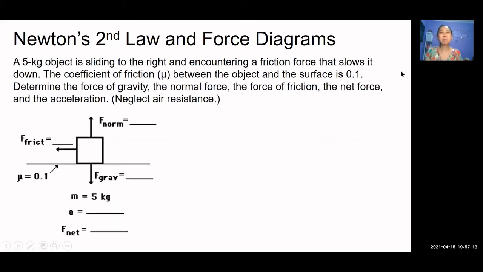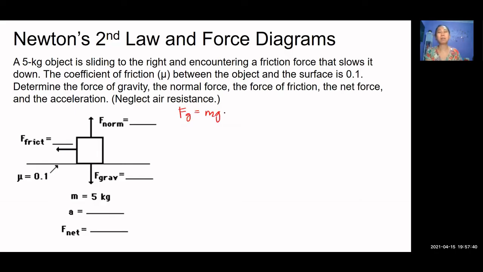So, a 5 kilogram object sliding to the right and encountering a friction shows that it slows down. So, the coefficient of friction between the object and the surface is 0.1. Determine the force of gravity, the normal force, the force of friction, the net force, and the acceleration. Okay, so given tayo dito ng mass na 5 kilograms. So, since meron tayong mass na 5 kilograms, pwede natin makompute muna yung ating weight o yung Fg.